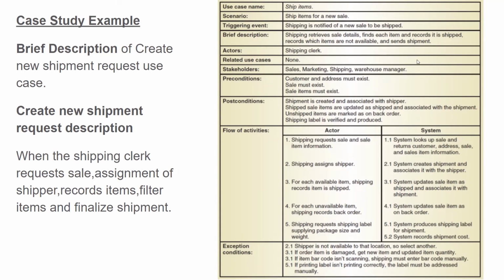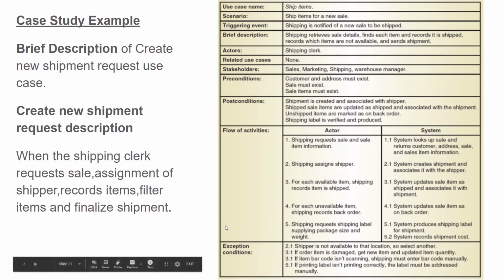So basically, you see here, like what Joshua said, the first step is to determine who's your user or your actor, which is our shipping clerk right here. So these are the flow or the order of how a use case description should be done, from use case name all the way to the exception condition.